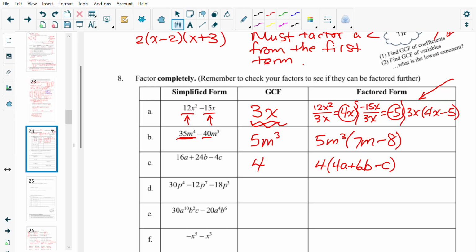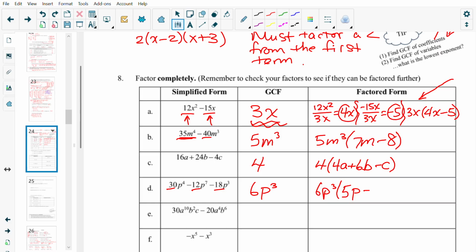Next one, 30p to the fourth minus 12p to the seventh minus 18p to the third. What's the greatest common factor of 30, 12, and 18? I got 6. I have p to the fourth, p to the seventh, p to the third. All p's, so same variable. What's the lowest exponent? P to the third. I factor out a 6p cubed. First term, 30p to the fourth divided by 6p cubed. 30 divided by 6 is 5. P to the fourth divided by p to the third, just p.